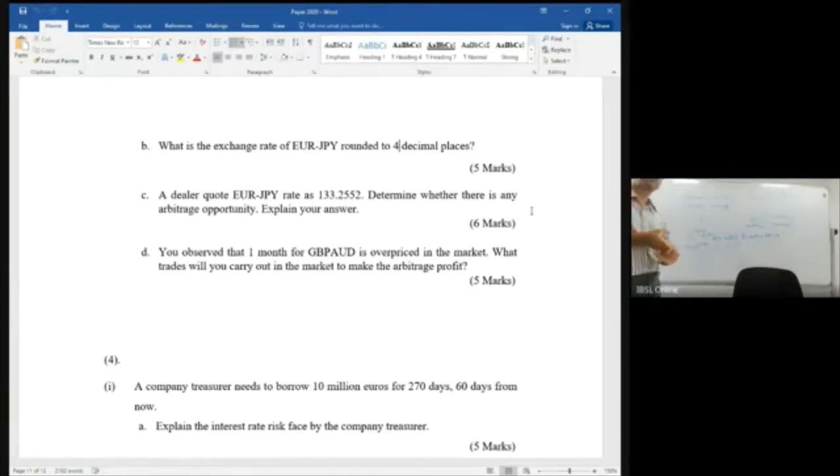If you move to the next question part, you observe that 1 month forward GBP AUD is overpriced in the market. What trades will you carry out in the market to make the arbitrage profit? So the same question, but it's in a forward. 1 month forward, GBP AUD is overpriced.